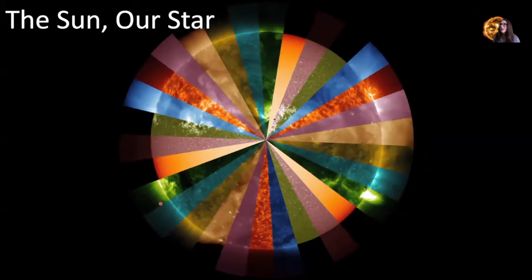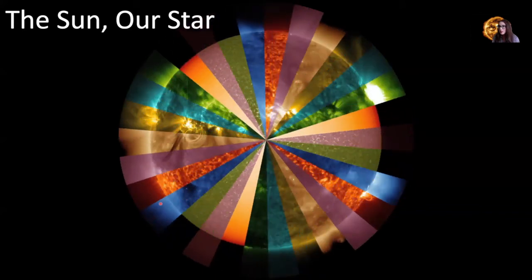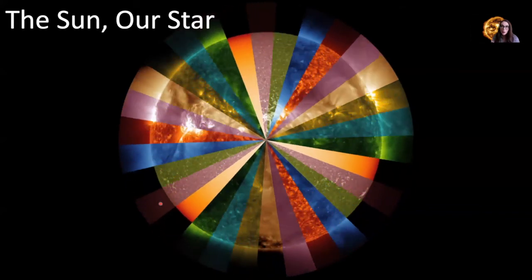Hey everybody, this week we are going to be talking about stars. And we're going to start by talking about the nearest star to us, the sun, which you can see right here behind me. This video is showing our sun in many different wavelengths of light. So each one of these wedges is a different wavelength of light.